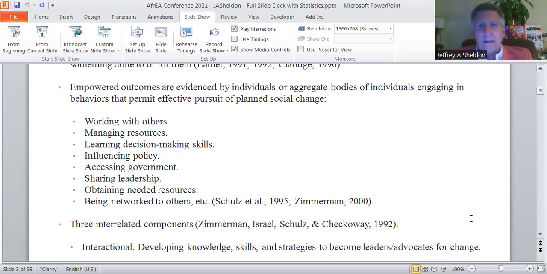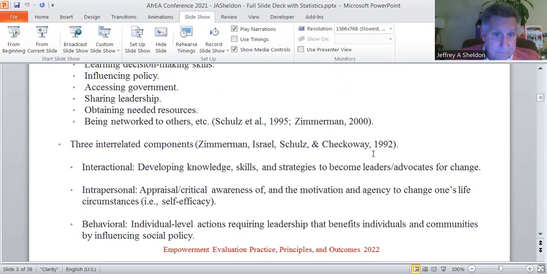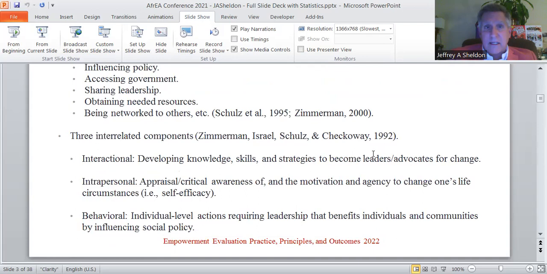And that's important because a lot of change that happens is based on intersubjectivity. It's about people-to-people interactions, and it's through those interactions, through the communicative aspect of empowerment, that change actually happens. So there's three interrelated components. Now we're kind of getting into the theory here. The three interrelated components, and this comes from the researchers Zimmerman, Israel, Schultz, and Checkoway, is that it's interaction.